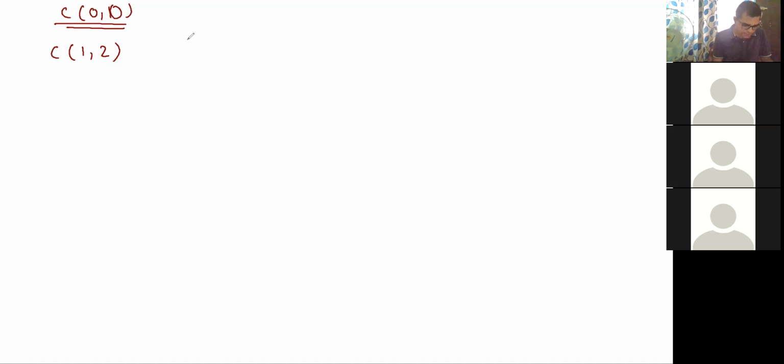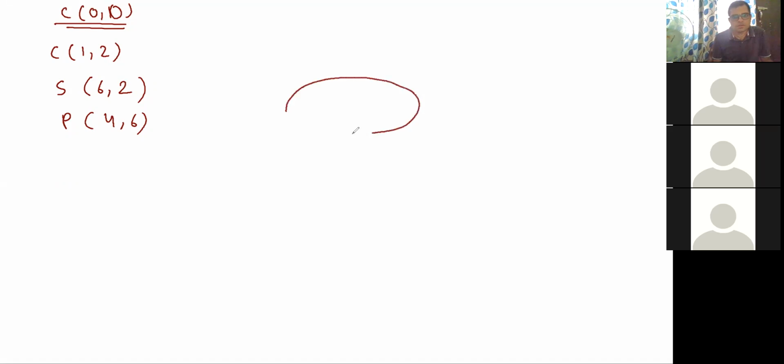So question number 25, with its center at 1,2, focus at 6,2, passing through point 4,6, or you are given a point on the ellipse 4,6, right? So what is the situation? Situation is like this. This is your ellipse. The center is 1,2. Focus is 6,2.